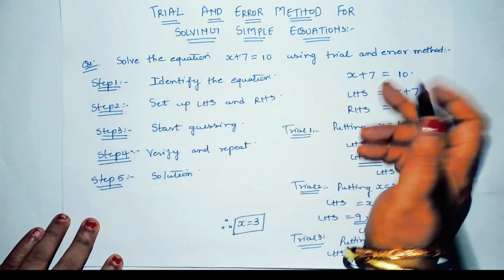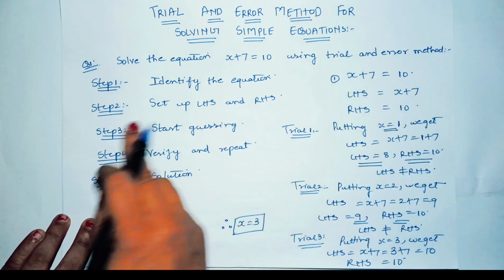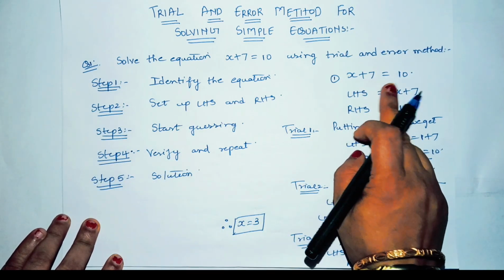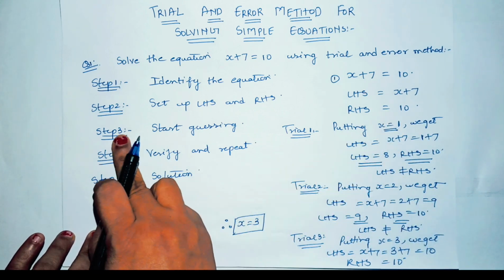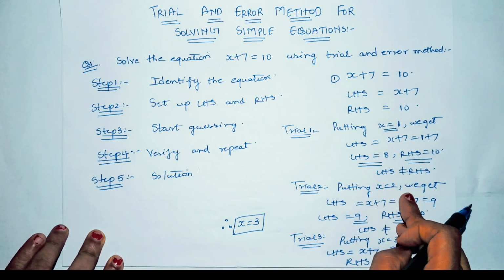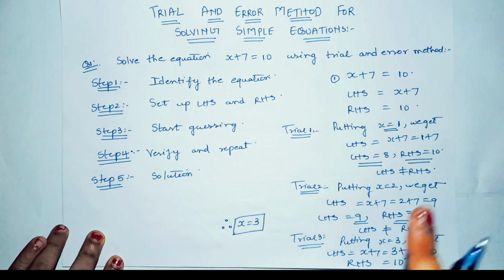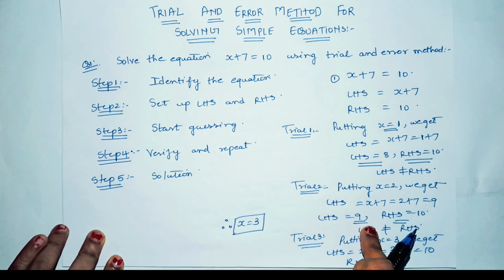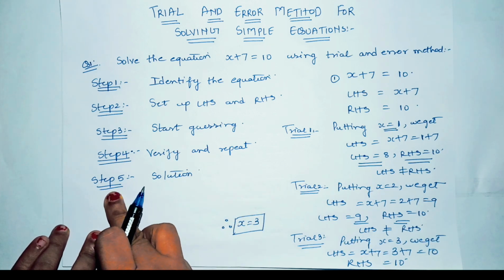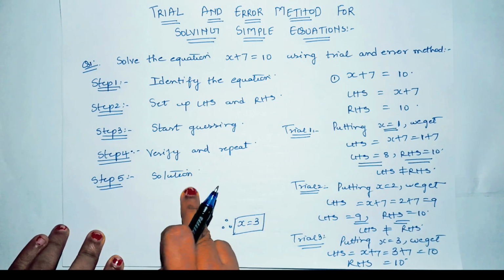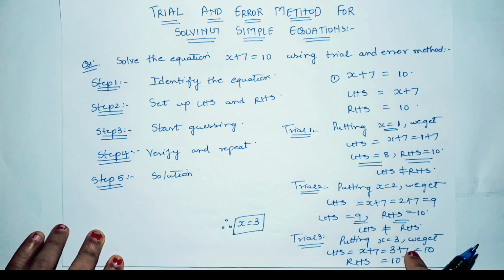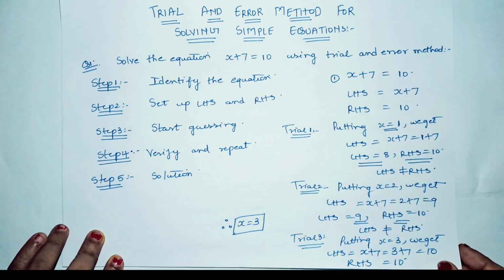Step 1, identify the equation. This is one example. Step 2, set up LHS and RHS. It means separate LHS and RHS. Step 3, start guessing. So putting x is equal to 1, putting x is equal to 2 and so on, till you get the exact value. Step 4, verify and repeat. And the final step is step 5, that is solution. If LHS equals RHS for a particular value, then that value is the solution.